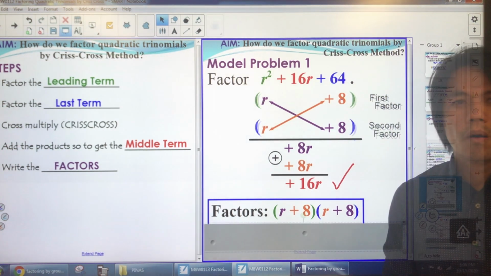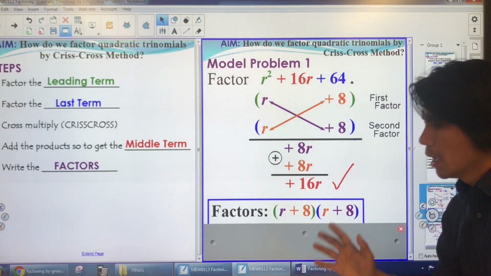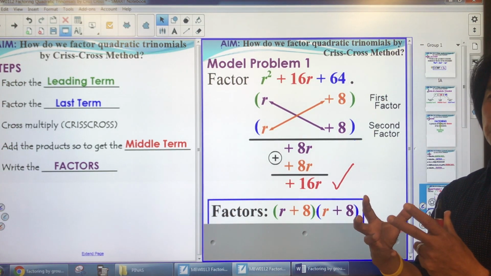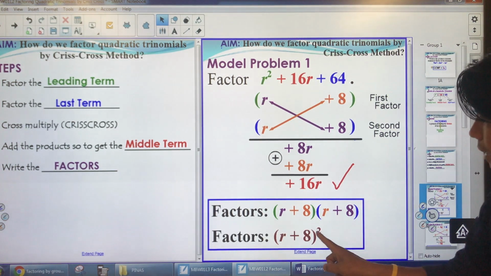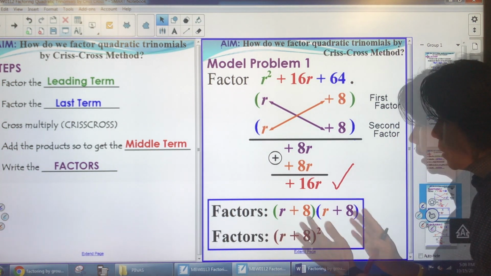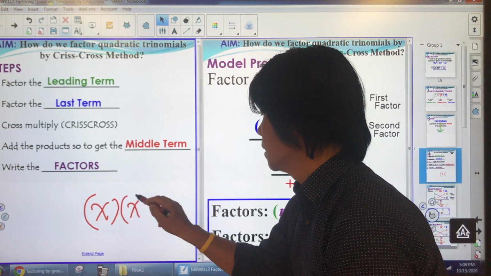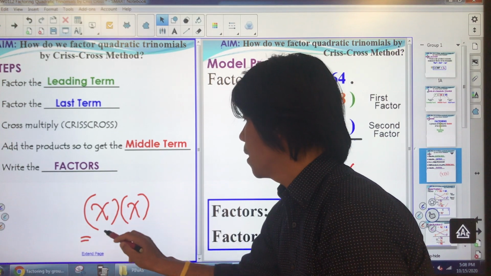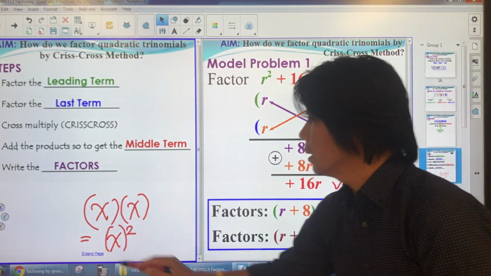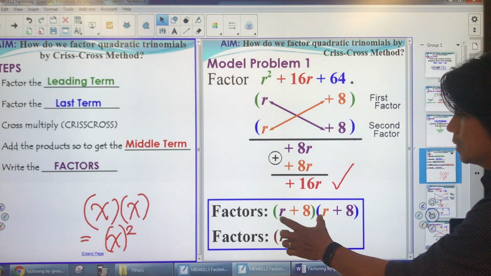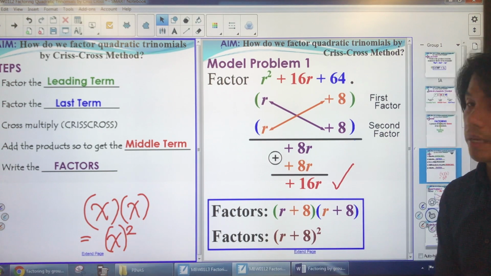Right? Or what you could do, since these two factors are the same, you can merge them together. And how do you do that? It's the square of r plus 8. If you're multiplying, let's say x times x, same variable, you can write down x squared. So r plus 8 times r plus 8 is the square of binomial r plus 8.